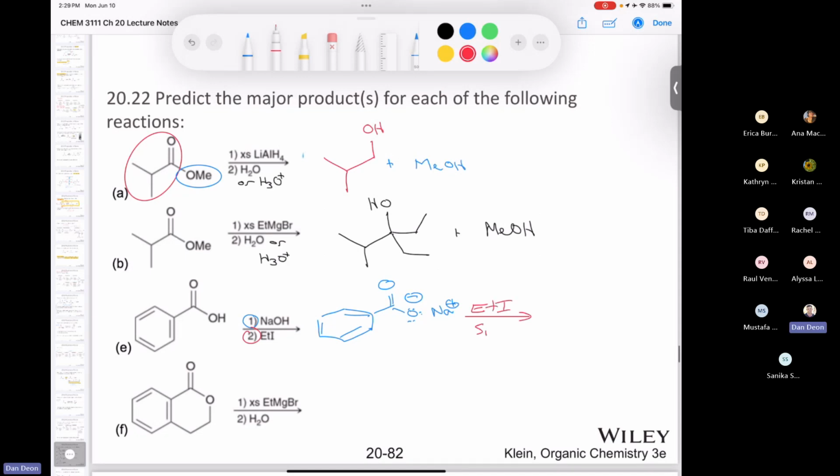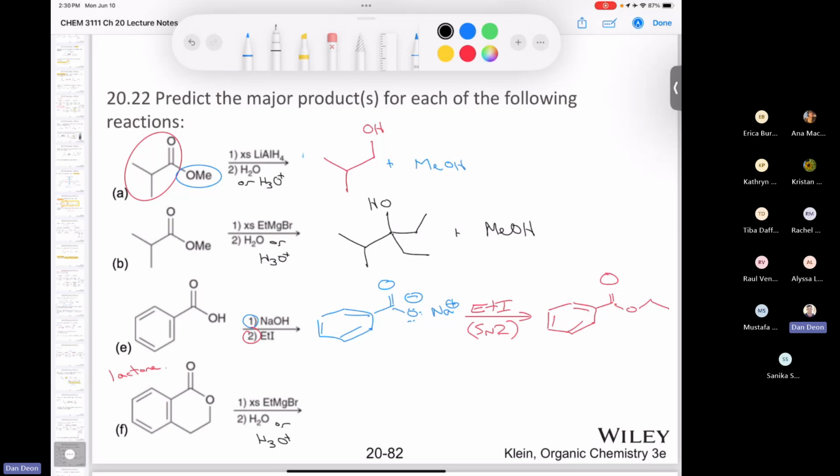It does the SN2, and you're going to end up with ethyl benzoate in this particular case. So ethyl benzoate. And then the last one is one you have to be careful with, because remember, when you have an ester inside a ring, this is called a lactone. So this is going to take some careful carbon counting. We have treatment with water or hydronium.